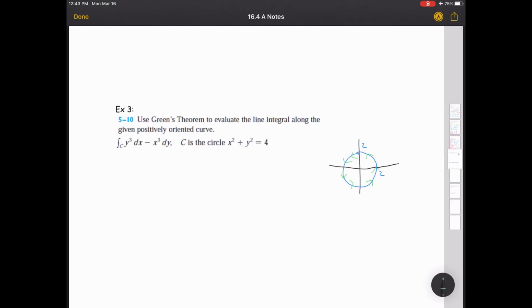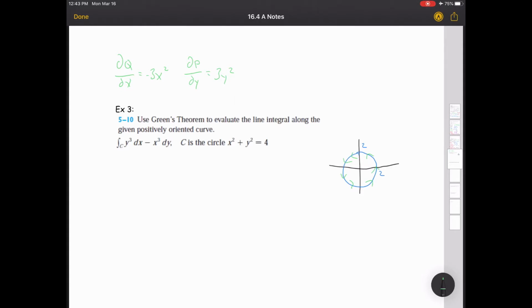So we're still going to need dq dx, and we're going to need dp dy. So dq dx, again, remember q is the second component, so that's going to be 3x squared. I'm sorry, negative 3x squared. And dp dy, which is the first component, is going to be 3y squared.